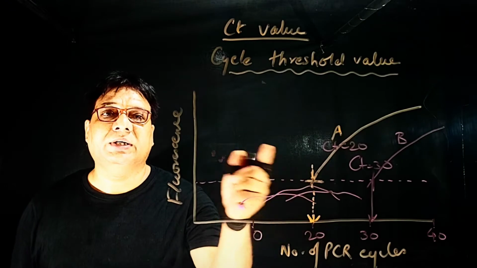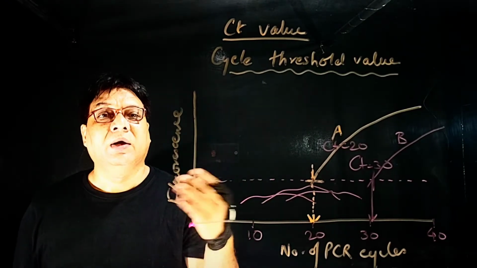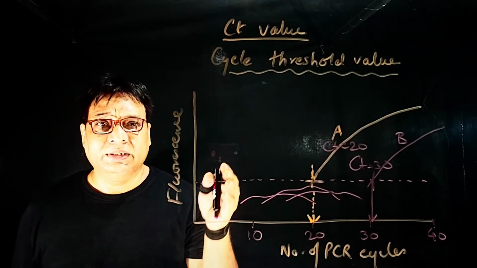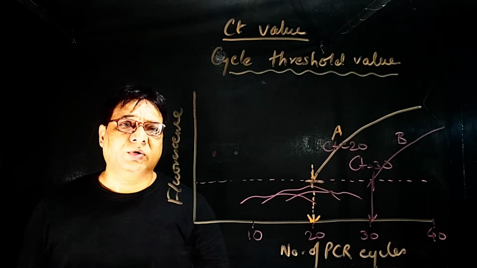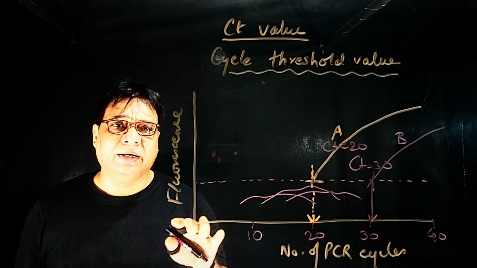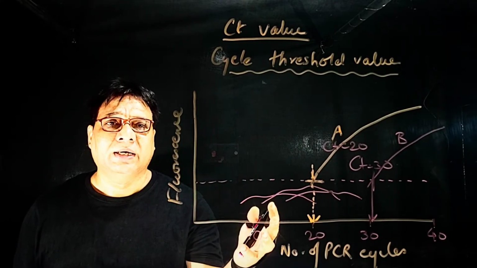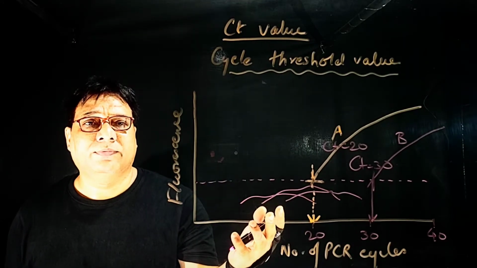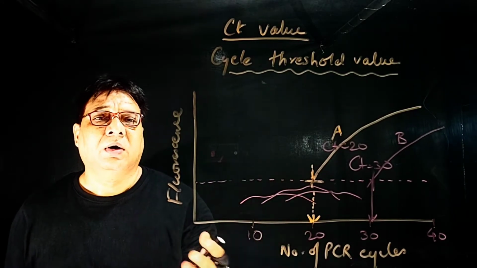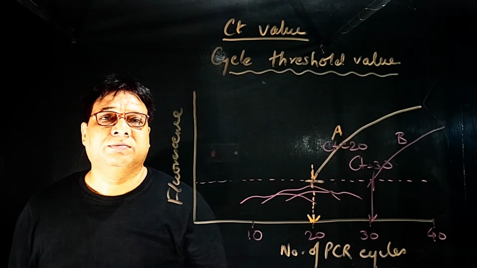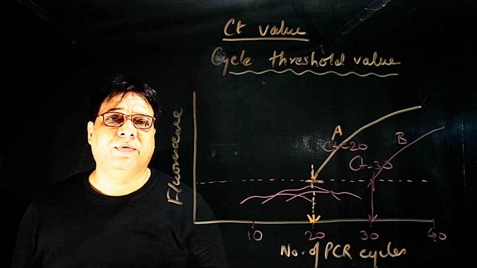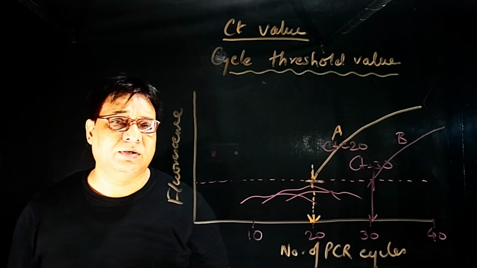That means sample A contains more DNA or RNA. In case of COVID-19, it is RNA. Mostly it is done with respect to RNA because we want to understand the expression level of a certain gene, or in this case, you are tracing the disease, the presence of the coronavirus or not.